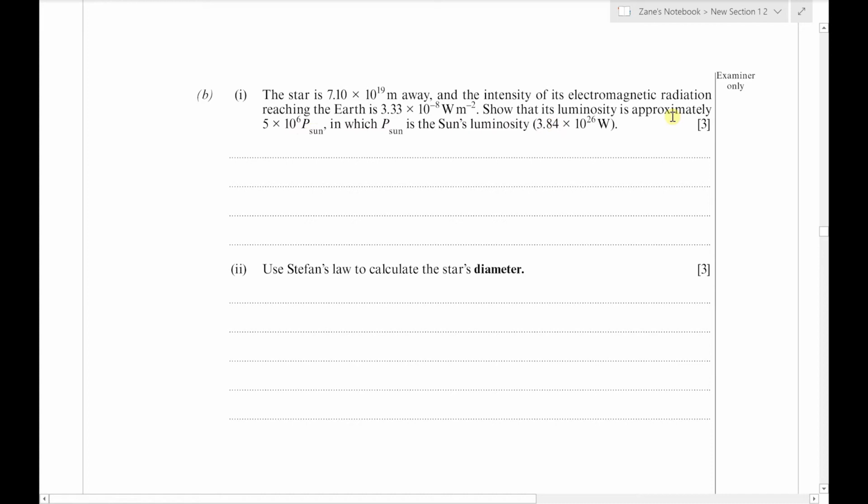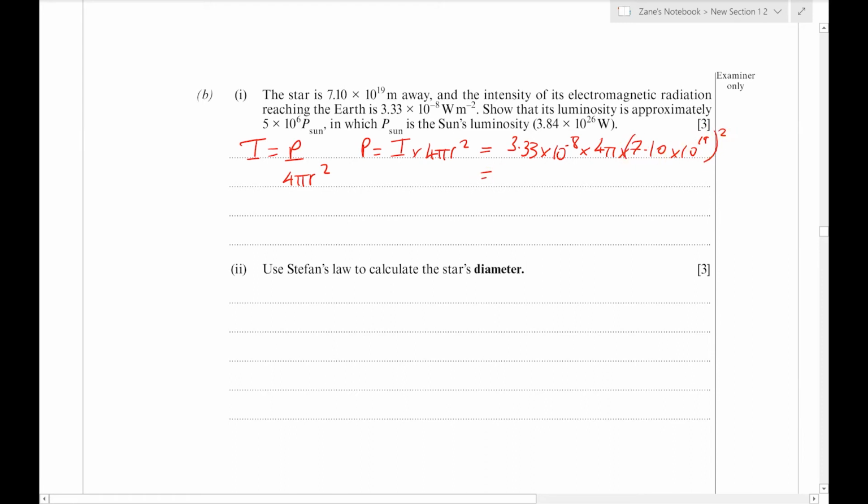So one point here is to remember that luminosity is another name for power, which is pretty obvious from P Sun and the units of W here. So first of all, as soon as we see this word intensity and this unit of watts per square meter, we know that we're going to have to use the intensity formula, which is not in the data book. The intensity being power over area, or power over 4 pi r squared. If we rearrange that, we've got P is equal to I times 4 pi r squared. So the intensity is 3.33 times 10 to the minus 8, times 4 pi times 7.1, the distance from us, times 10 to the 19, all squared.